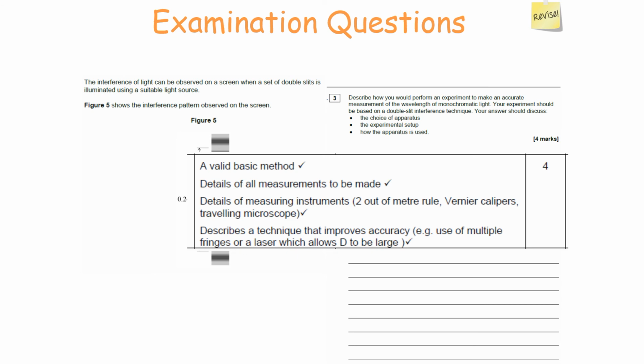So always think to yourself, A, how can I do a method to get accurate results? B, what values am I going to measure and how am I going to measure them? What devices am I going to use to measure them? And then finally, how can I make sure my values are as accurate as possible? And think about the practicals you've carried out in physics to do this.